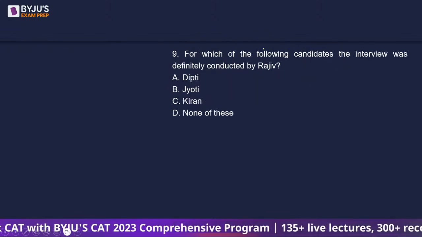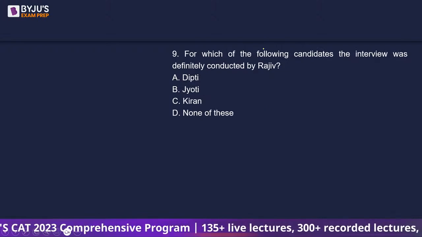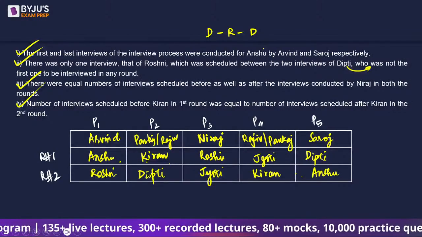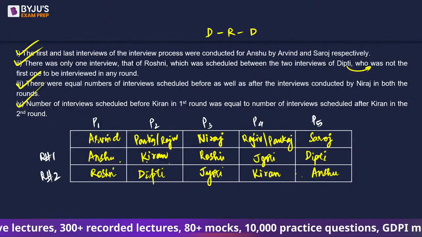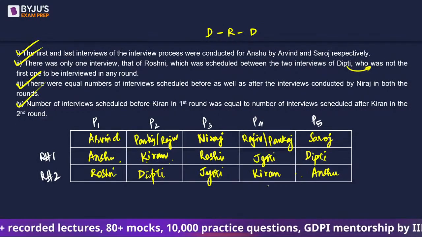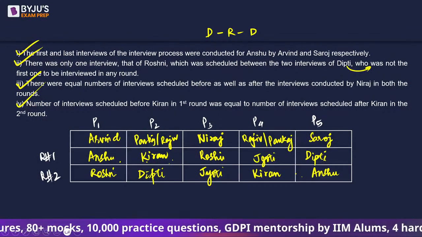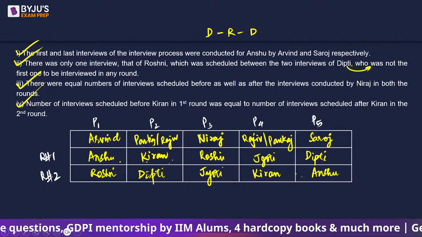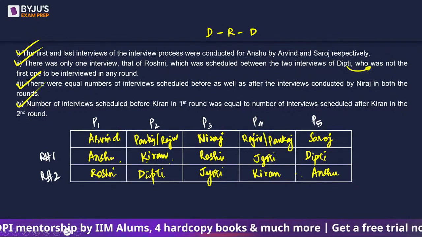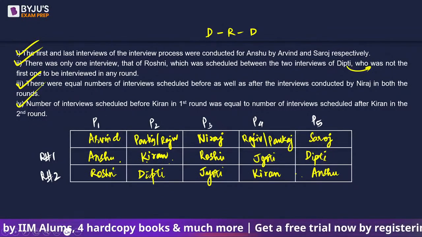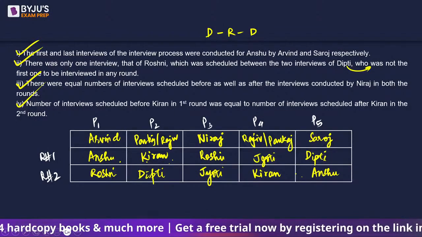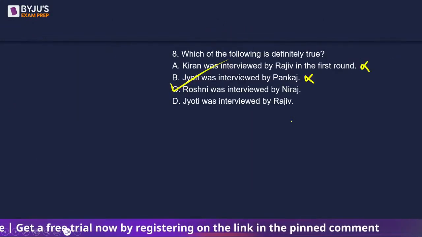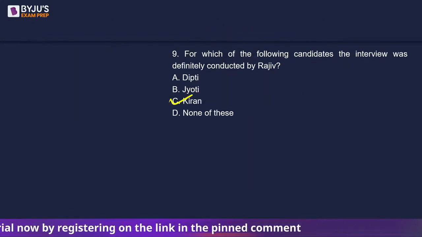Next, for which of the following candidates the interview was definitely conducted by Rajiv? So can we say Rajiv P2 में हो या P4 में हो, किरण का इंटरव्यू लेगा ही लेगा in either round 1 or round 2. Suppose Rajiv is second panelist, then he takes the interview of Kiran in first round. Suppose if Rajiv is the fourth panelist, then he takes the interview of Kiran in the second round. But Jyoti and Dipti alag naam hai. So can we say Rajiv will, no matter what, take the interview of Kiran? C option.